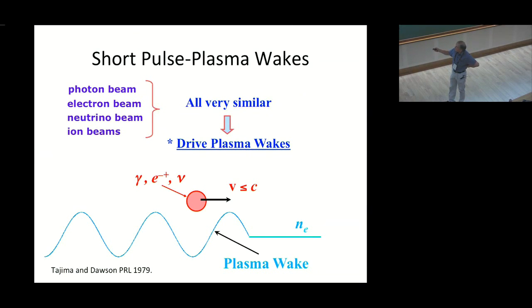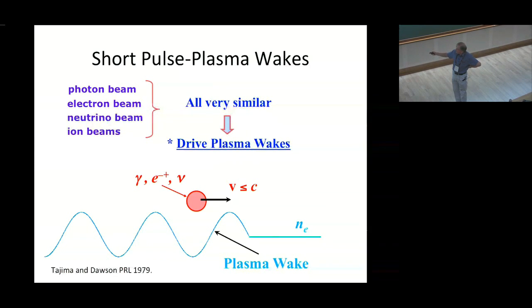So what we've got here is a very simple illustration of what's happening. We've got a photon, electron, positron, a muon, an ion. They're moving close to the speed of light, c, in a plasma, and they will generate the plasma wave. That's the paper that John put together in '79. So you can use those particular particles to drive the plasma wave.